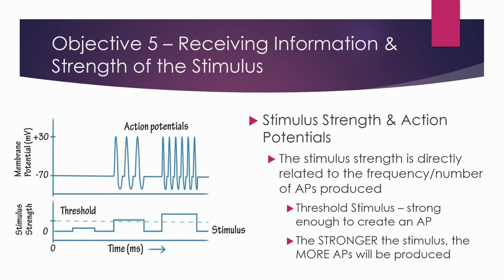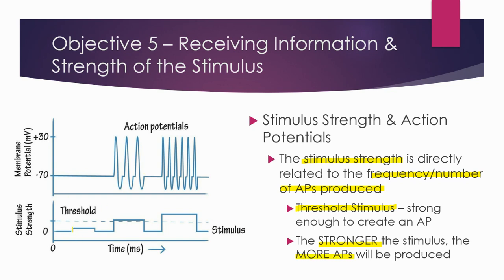So in talking about stimuli, and we've already talked about these graded potentials, that there's different strengths. The strength of the stimulus is also going to affect the number of action potentials. So the stimulus strength is directly related to the frequency or the number of action potentials produced. Now, in order to create any type of action potential, it does have to be what's called a threshold stimulus. It has to be enough to meet that minimum level to generate the action potential. But the stronger they are, the more action potentials will be produced.